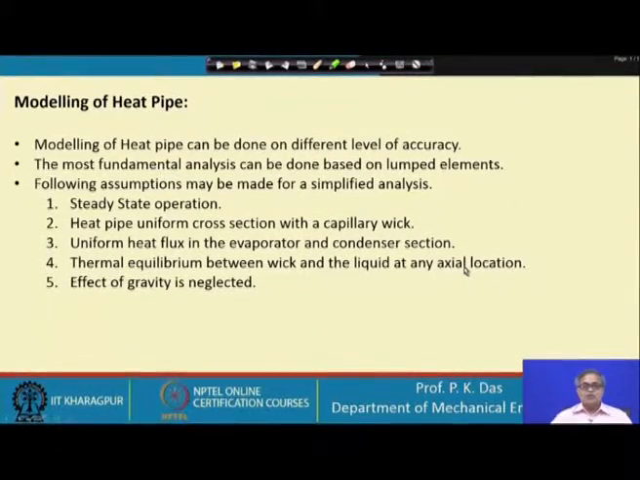That means, at any axial location we will assume that the wick structure, which is generally a metallic structure in most of the cases, that metal and the liquid within the pores of the wick are at the same temperature. Then the effect of gravity is neglected. In this analysis, the effect of gravity is neglected, but one can include the effect of gravity if one likes. So, let us go to the most simplified analysis or modeling of heat pipe.